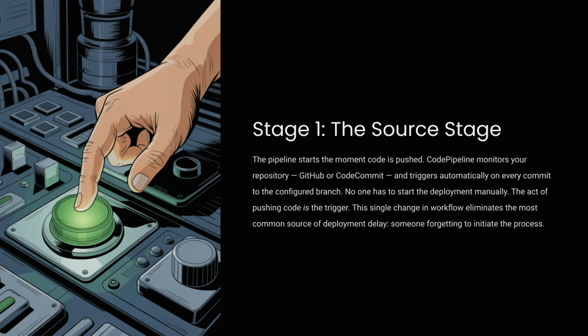Stage 1 is the source stage. The pipeline begins the moment code is pushed to your repository, whether GitHub or CodeCommit. CodePipeline monitors and triggers automatically on every commit to the configured branch. This eliminates the most common cause of deployment delay, forgetting to initiate the process manually.